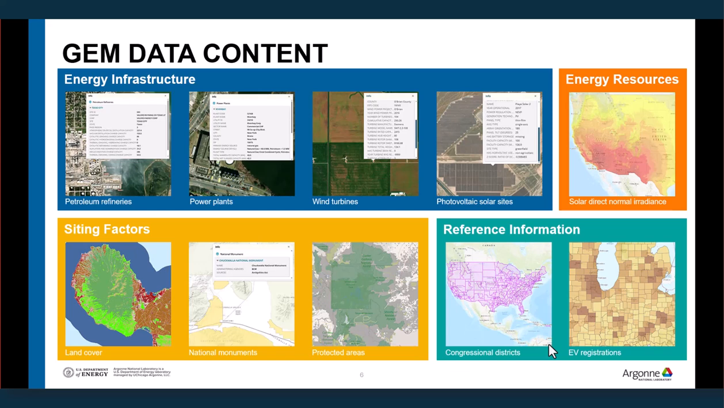Down at the lower left, we have siting factors. So those are different types of information that influence whether an energy project would be viable or not in a particular location. Land cover can be pretty important and is a quick way to screen sites. So dense forest would probably not be as appropriate as vacant land, and that can be gleaned from a land cover layer. That one there is of Hawaii, and that was recently added.